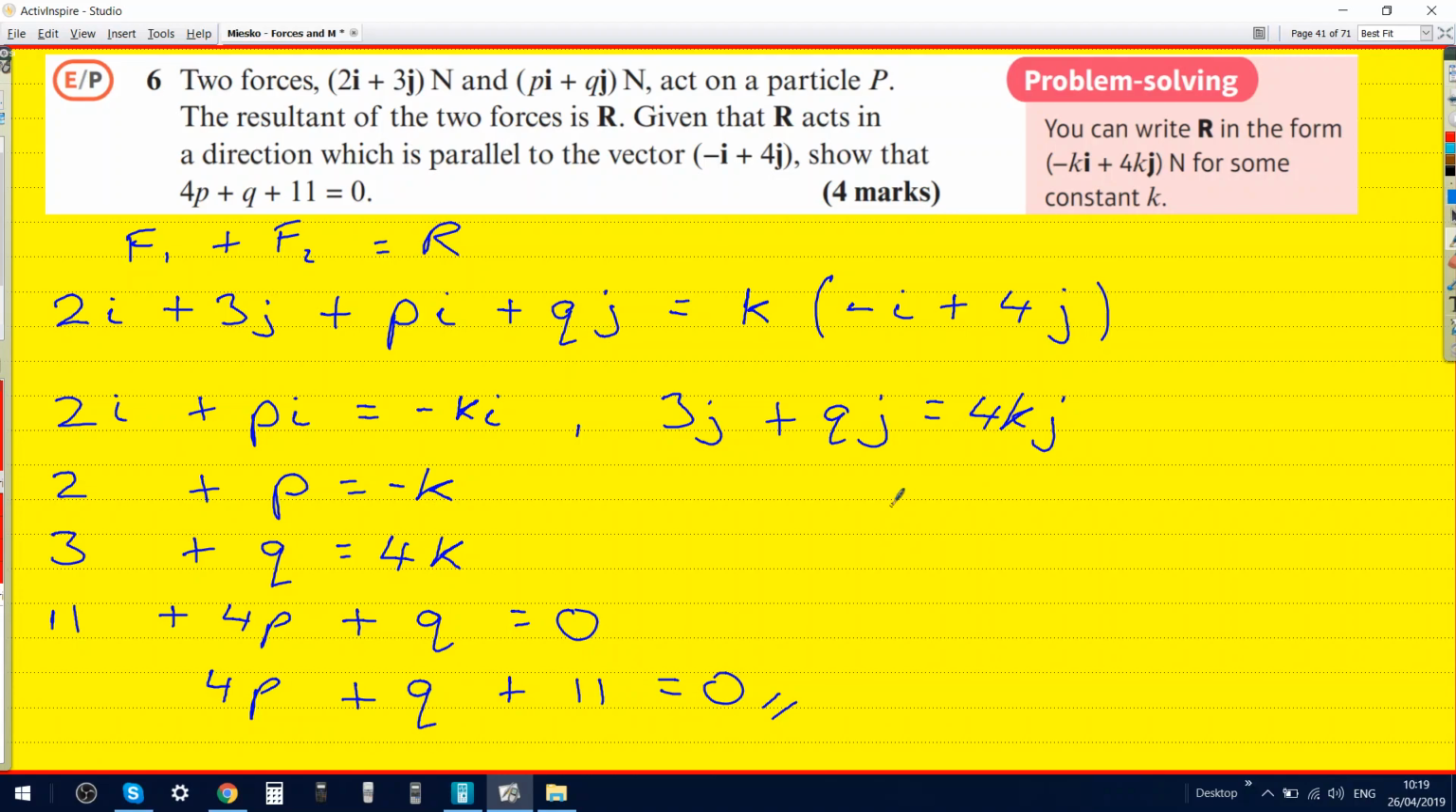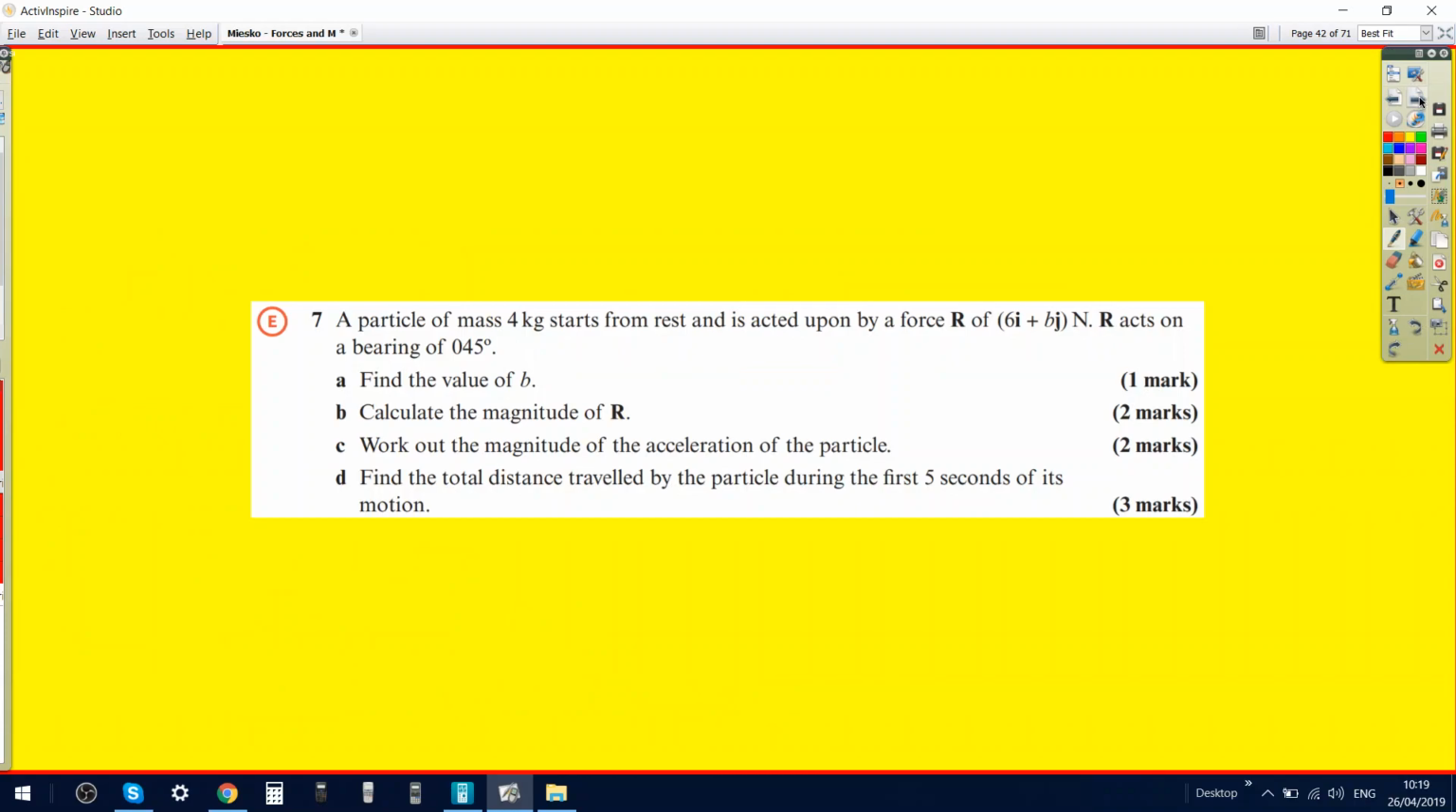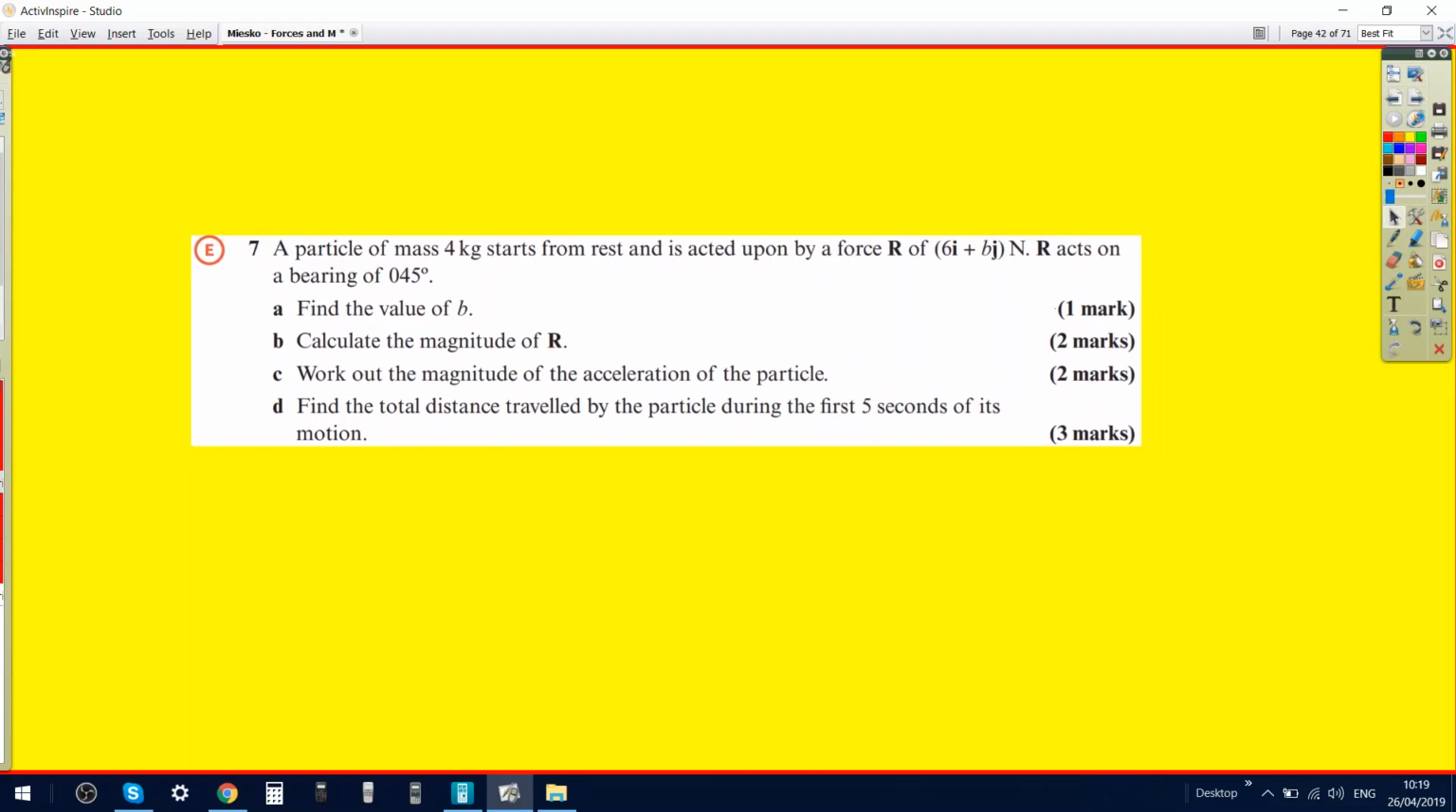Yeah, so you can always look at them separately, the i's and the j's, and go about it that way. Yeah, okay. Any questions there? No. Not so far. Let's see.